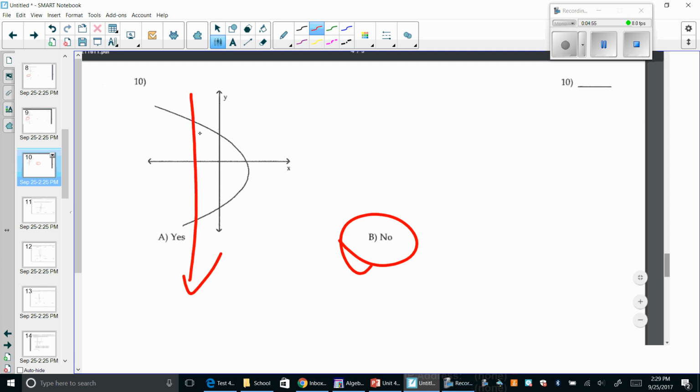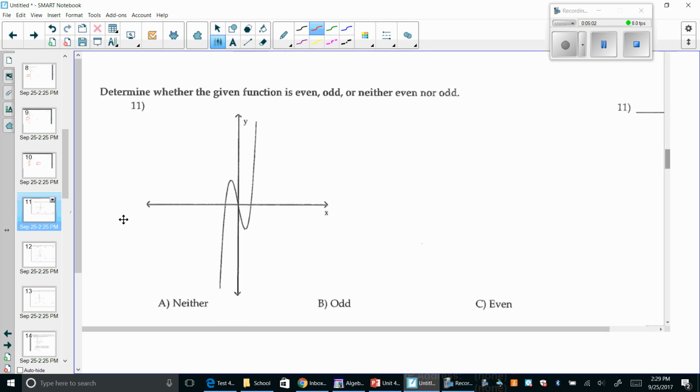Because I could draw a vertical line right here and it would hit it 1, 2 times. So if it would hit more than once, it is not a function. Number 11, even, odd, or neither.